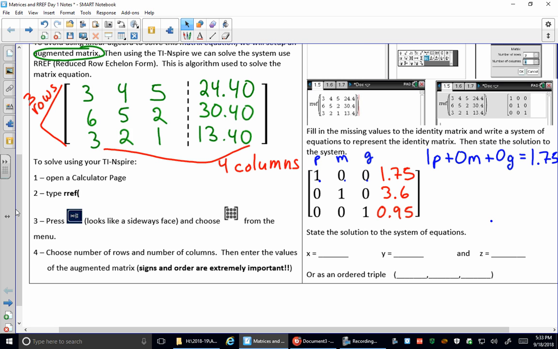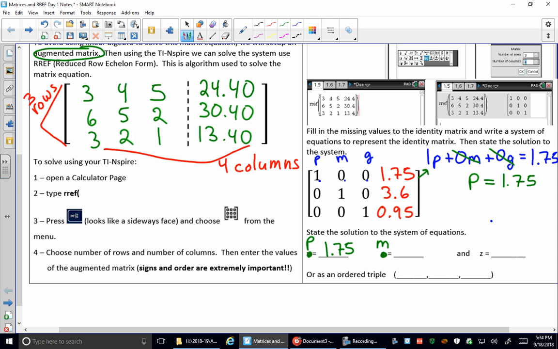Okay, so what does this really mean in terms of what we're doing? Well, we have 0 m's, so 0 times m is 0. We have 0 g's, 0 times g is 0. So we have 1p. Well, 1p is the same as just p. So this first line is telling us our solution for p. And if you notice, I messed up here, so we got to change those letters. P equals 1.75.